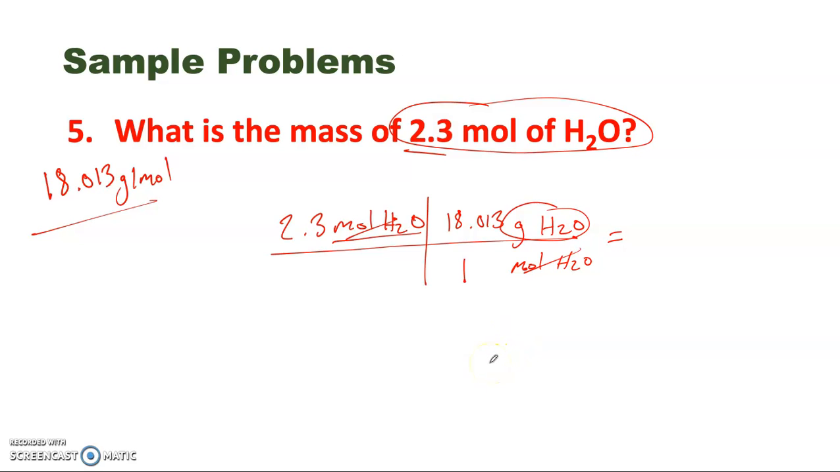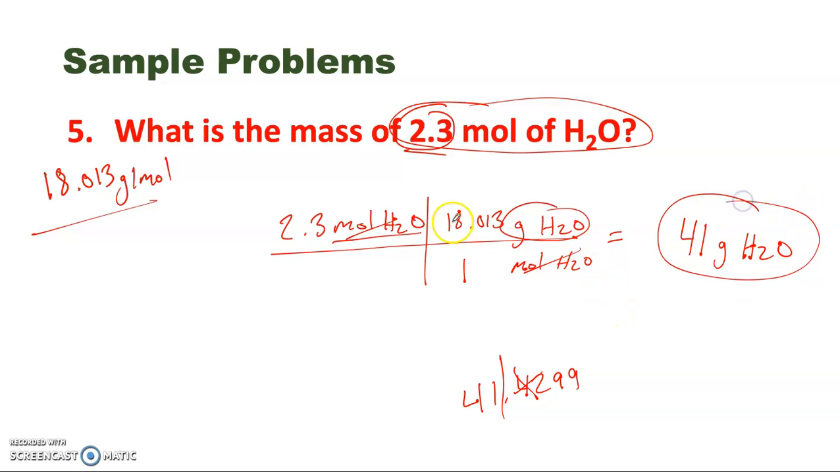I take 2.3 times 18.013. I get 41.4299. Now, I only got 2 sig figs to work with, so I cut it off here. The 4 does not make me round up, so my answer is 41 grams of water. How many grams of water are in 2.3 moles? There's 41 grams in 2.3 moles.